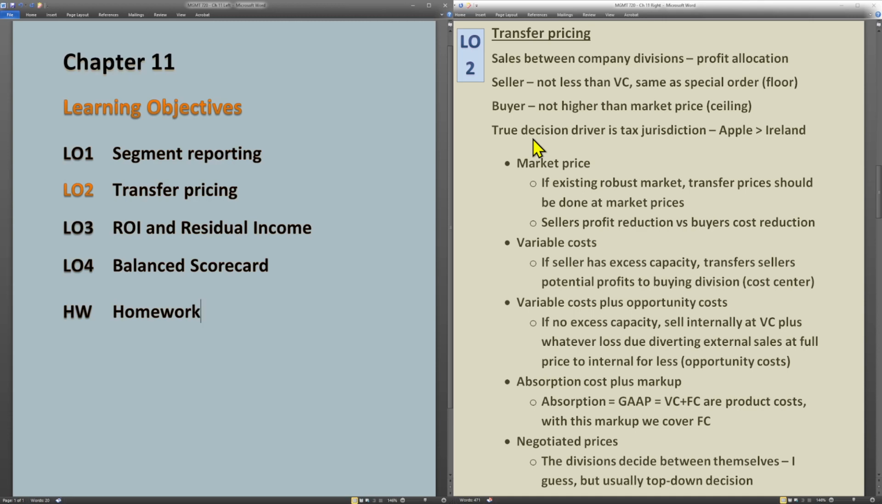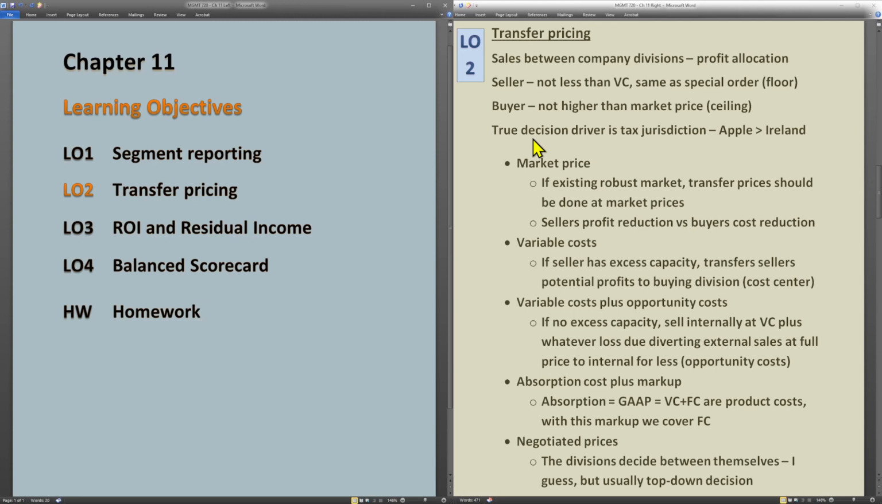Another one is absorption cost plus markup. You may remember when we were talking about the variable costing income statement versus the absorption income statement. Absorption just means the regular GAAP, meaning what we report on financial statements, which is different from variable costing. With variable costing, we're saying sales minus variable costs equals contribution margin, minus fixed costs equals net income. Whereas on the GAAP income statement, it's a product versus period cost split. So what you would normally see on a GAAP income statement is sales minus cost of goods sold equals gross profit, minus operating expenses equals net income.